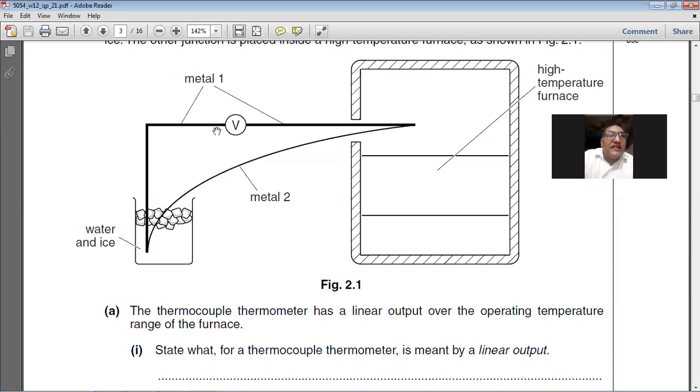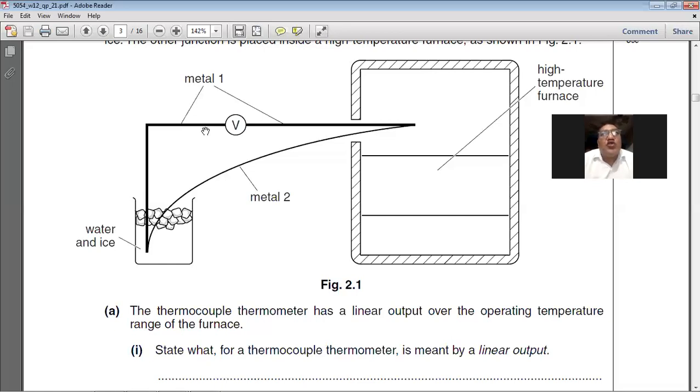So whatever is the reading on the voltmeter gives you an idea of how much EMF is produced. The greater the temperature difference between the cold junction and the hot junction, the greater will be the EMF on the voltmeter. And if the temperature difference is less, less EMF will be shown on the voltmeter. So the voltmeter reading is an indicator of the temperature difference between the cold junction and the hot junction.